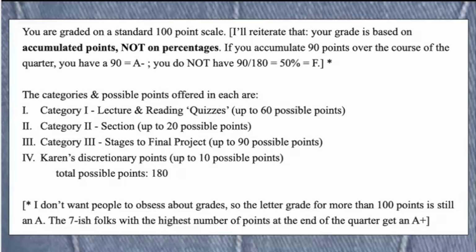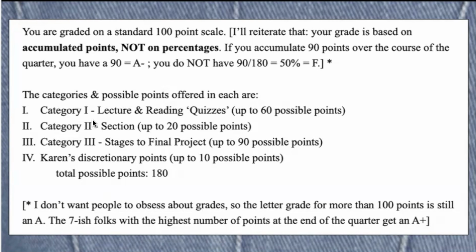You are graded on a standard 100-point scale. And again, I will repeat that. Your grade is based on accumulated points, not on percentages. So a 90 is 90 points, which is an A minus. It's not a 90 over 100, which is a 50%, which is an F.